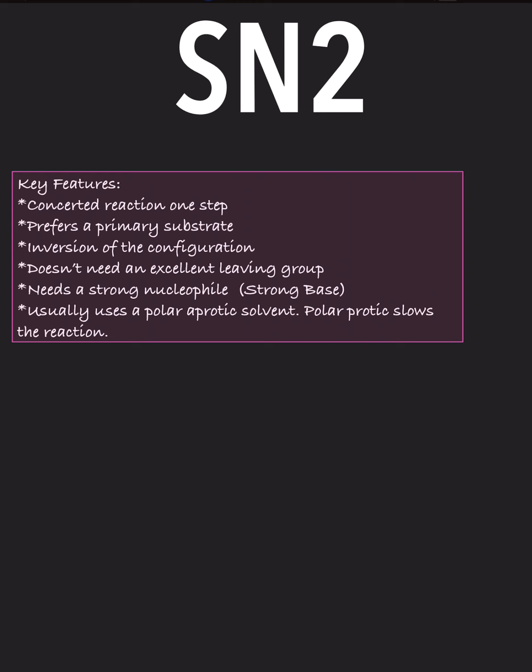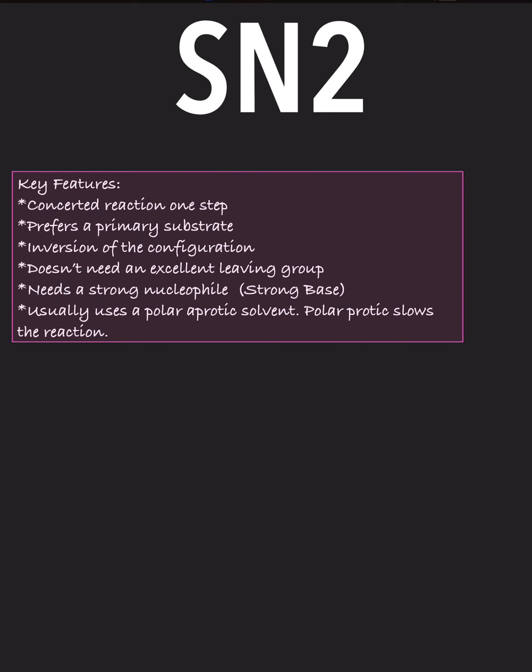But what you need to know and be the Sherlock Holmes and differentiate and say, what would happen in this reaction? Like, if I'm going to have a substitution reaction, is it going to be SN1 or is it going to be SN2? Do I have a primary? Do I have a secondary? Do I have a tertiary substrate? Do I have an excellent leaving group or an okay leaving group? Do I have a strong nucleophile or a weak nucleophile? Do I have a polar protic solvent or a polar aprotic solvent?